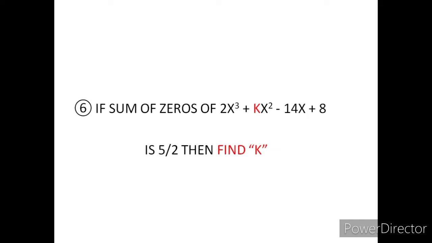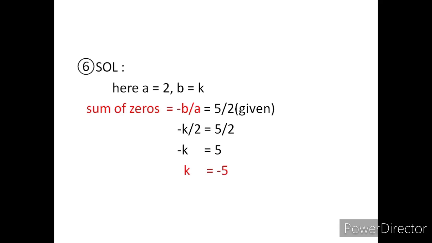Now we go to the solution. Here the sum of the zeros is given. So what is the formula for the sum of zeros? It is nothing but minus b by a. Here b is the x square coefficient and a is the x cube coefficient. According to the problem, a is equal to 2, that means the x cube coefficient, and b is equal to k, the x square coefficient, is equal to 5 by 2, which is the given value.